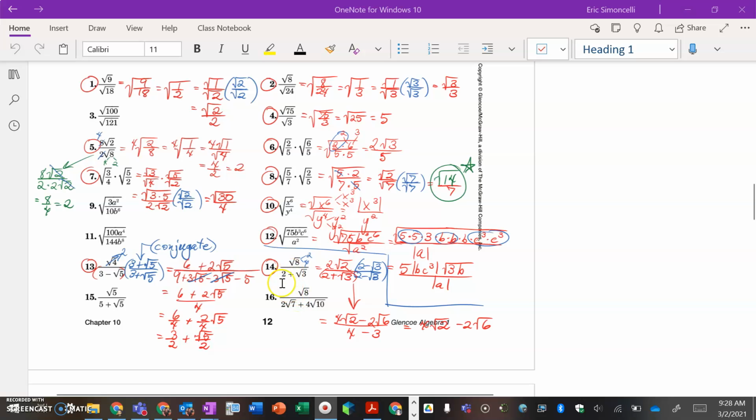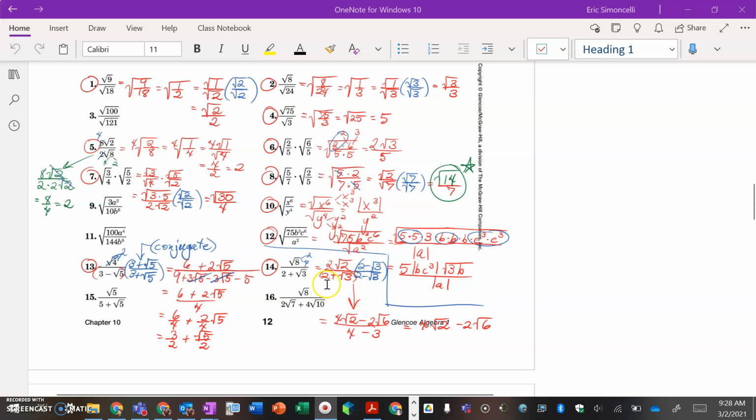Let's finish up with number 14. 14 is root 8 over 2 plus root 3. Now to kickstart the problem, I actually took root 8 and I wrote it as the square root of 2 times 4 essentially, of which of course because 4 is a perfect square you get 2. So the numerator actually can be rewritten as 2 root 2. The denominator is still 2 plus root 3, but again, because as far as the rule goes, not having a radical or a root in the denominator, we rationalize by multiplying by the conjugate.